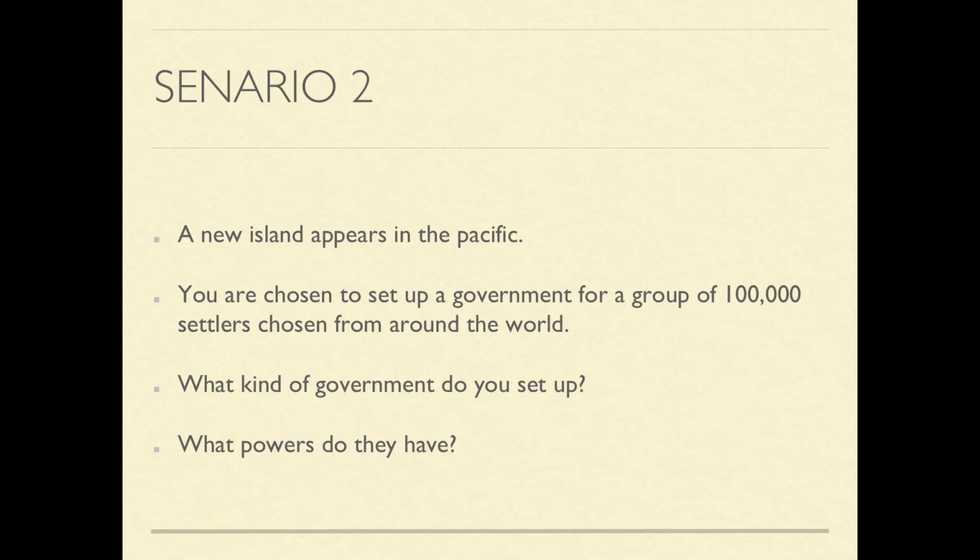But if you set up a monarchy, how's that going to work? It might be problematic. I've heard students say, well, we're going to set up an oligarchy, and we're basically going to pick one representative from each group, each country of origin, and let them come and sit on the council. And that sounds like a great idea until you realize what we just talked about.